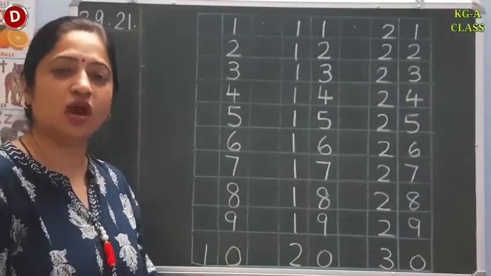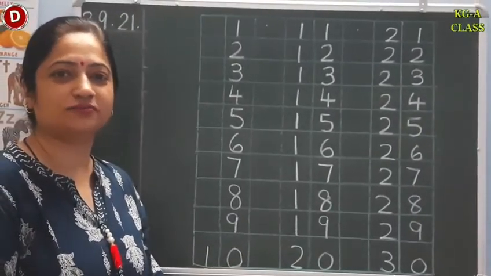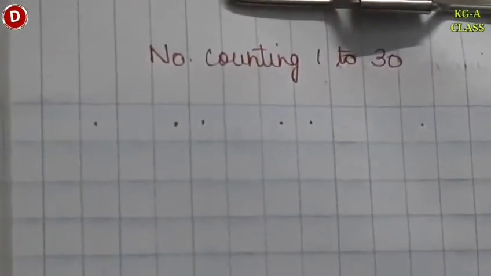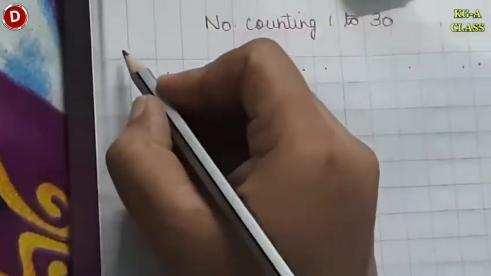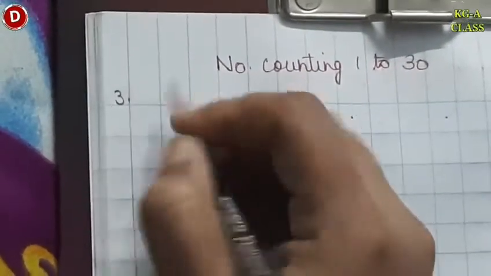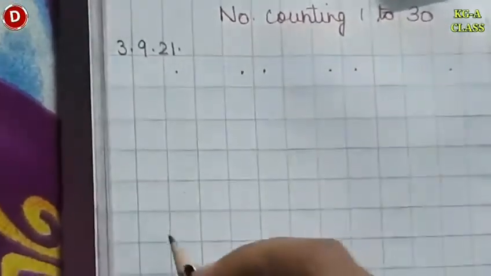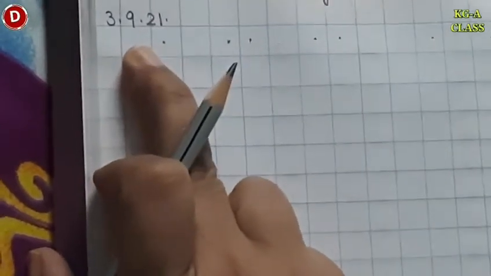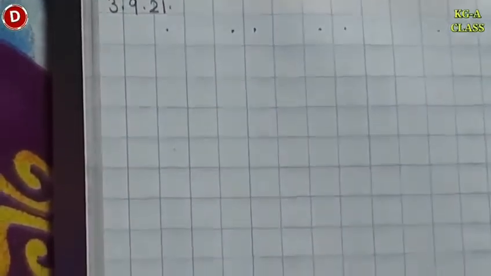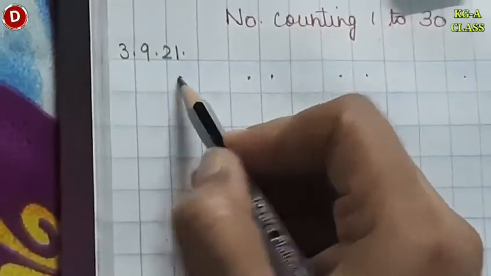Now I will show you how you will write in your notebook. Children, now let's write number counting 1 to 30 in series in the maths notebook. First we will write today's date. Today is 3rd September 2021. Children, leave the first block, or the first line, and start writing from the second one.